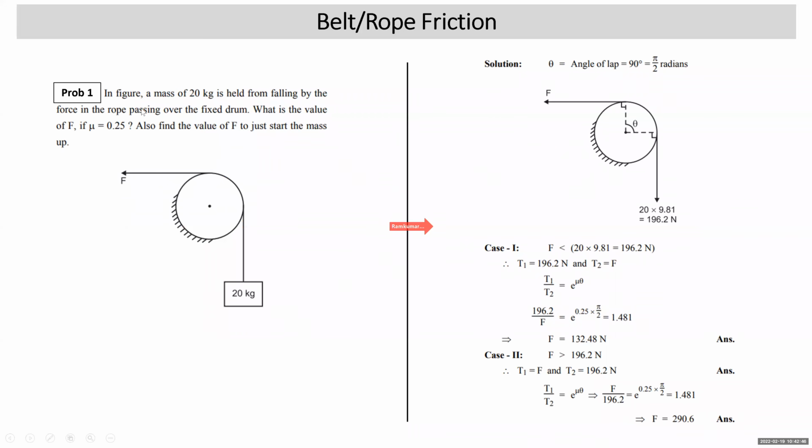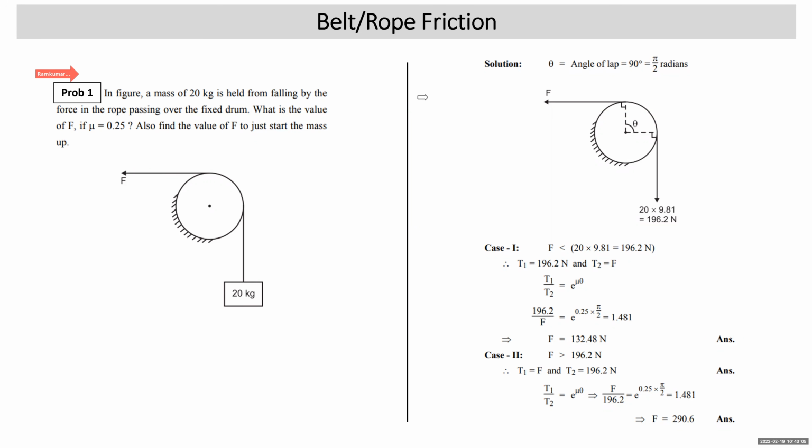Okay students, let's take the first problem in this part. In the figure, a mass of 20 kg is held from falling by the force F in the rope passing over the fixed rod. What is the value of F? If mu is 0.25, find the value of F to just start the mass up. The problem is in two parts. Mu is the coefficient of friction, given to us as 0.25.